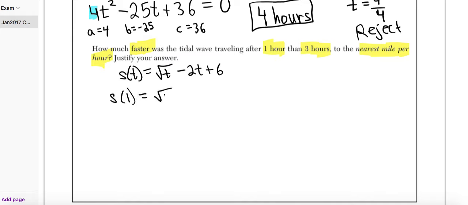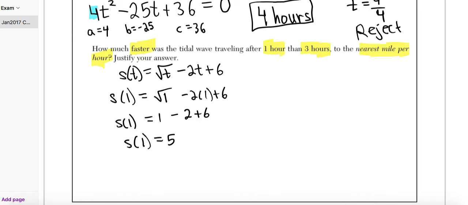It's going to be square root of 1, so this is after 1 hour, minus 2 times 1 plus 6. Square root of 1 is just 1. 2 times 1 is 2. 1 minus 2 is negative 1, which when I add 6 becomes 5. So the speed, s of 1, is 5. Remember, s of t is measured in hundreds of miles per hour, so it's 500 miles per hour is the speed after 1 hour.